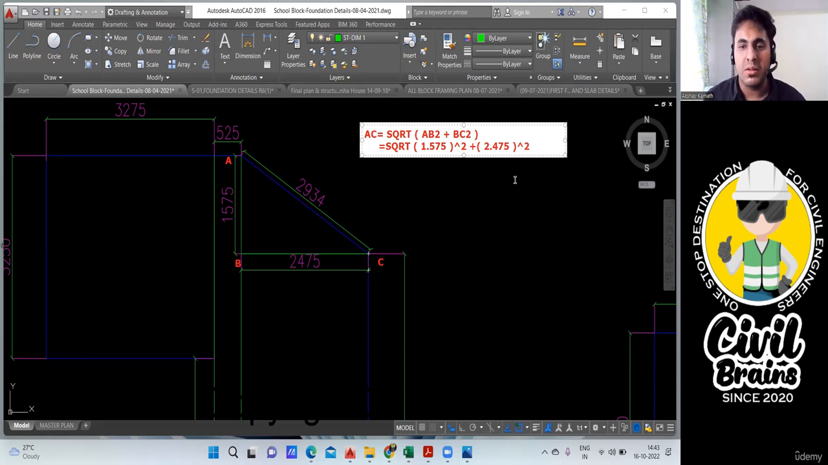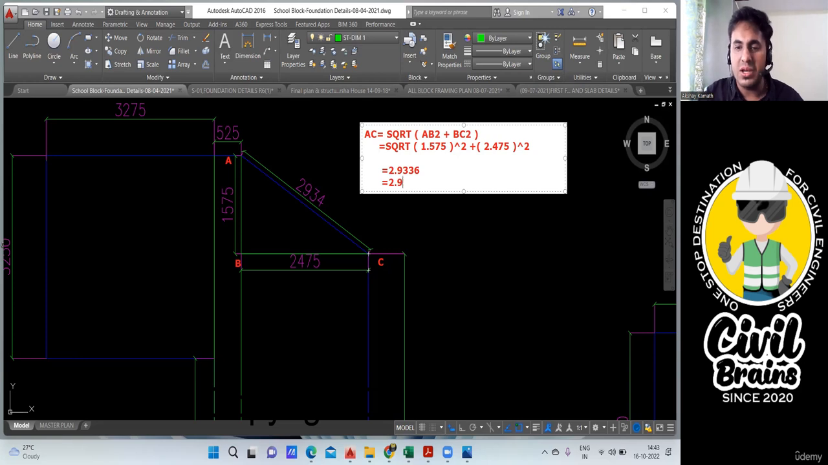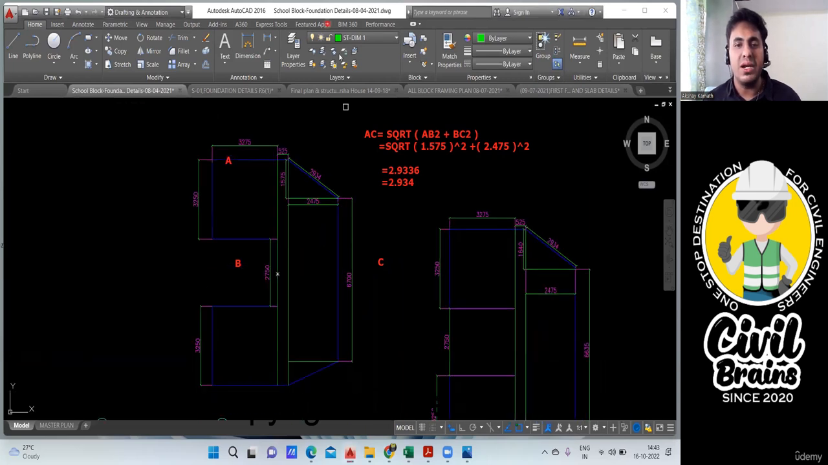So I'm getting this answer, 2.9336, which can be written as 2.934. And you can see the AutoCAD has given the same answer. That is 2934 in mm, 2.934 in meters. You can make use of AutoCAD and directly get it. If you don't have AutoCAD, try to do the manual calculation, apply the Pythagoras theorem, and you'll get the answer. Done. So once we get this, I'll delete it.